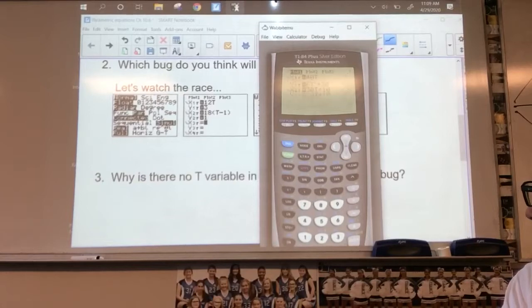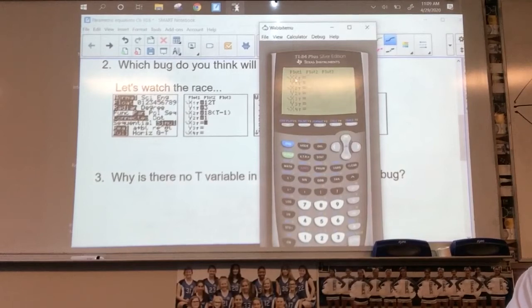Oops, Y1. I'm going to go up and hit enter on that to turn that stat plot off. But I'm going to clear out these equations. These were some parametric equations that I've used in the past for a different problem. We'll probably see those again. But we're going to watch the bug.